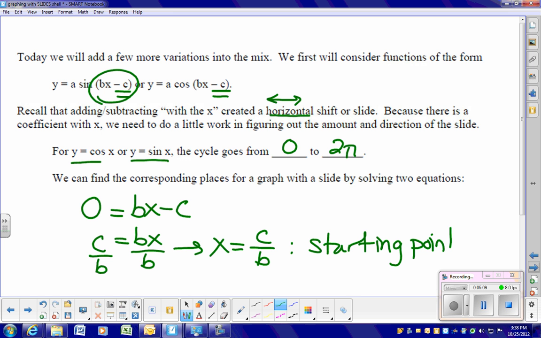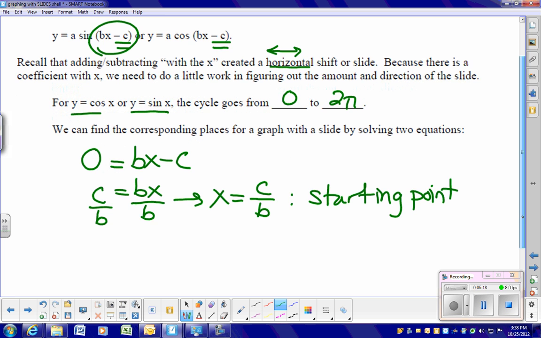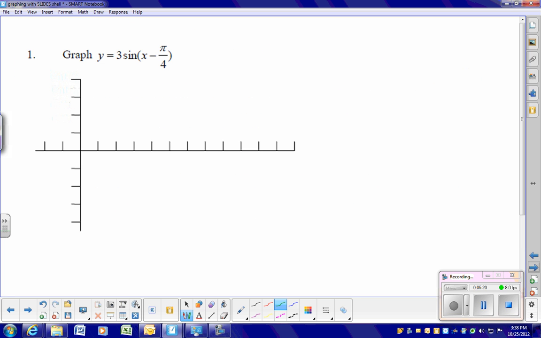So rather than starting our cycle from 0, we're going to start our cycle from C over B and then figure out how long the period is to know where it's going to end. Okay, here is an example to try to explain what I mean. All right, we're going to line this up with this general format.